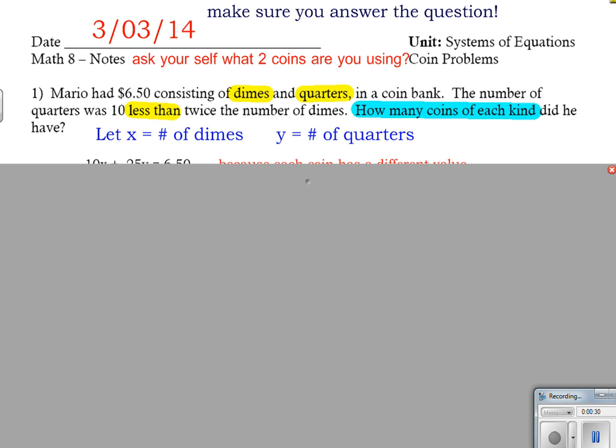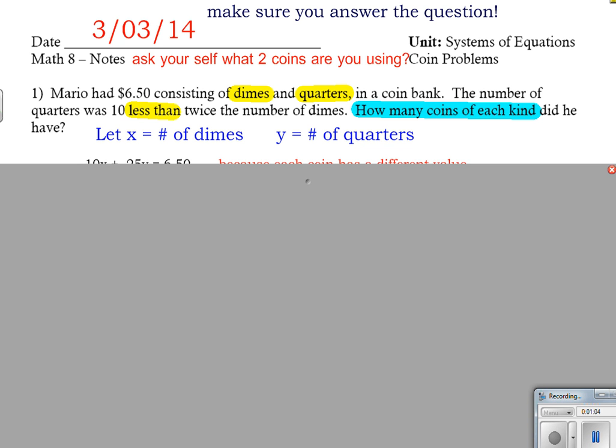In the first sentence, we have dimes and quarters, and I know that I have to write a let statement. My let statement is written in blue. Let x equal number of dimes, y equal number of quarters. Now with each one of those, remember in class we said our first equation will deal with the amount and the second equation will deal with the value. So amount of coins versus the value of coins.